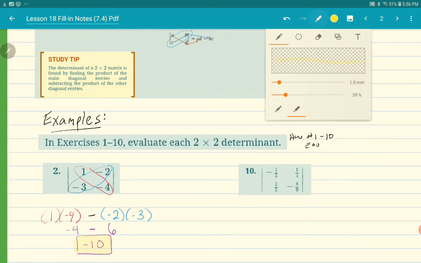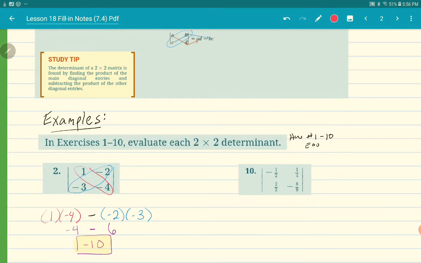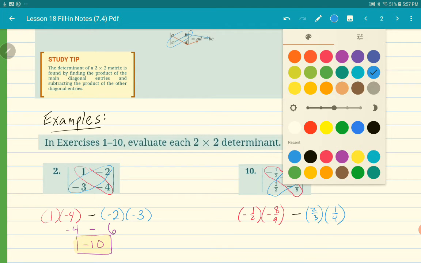Let's start with our red pen for the diagonal. So we take the product of the diagonal. That's negative 1/2 times negative 8/9, and subtract the product of the other diagonal, which is 2/3 times 1/4. Now I really hate dealing with big numbers. I don't like to grab a calculator. I don't have huge multiplication tables memorized, so I prefer to keep my numbers small.